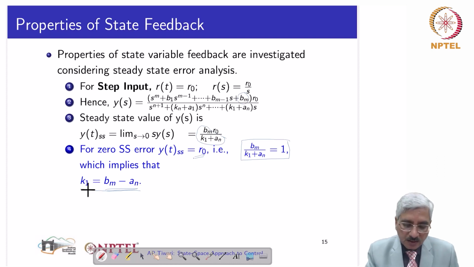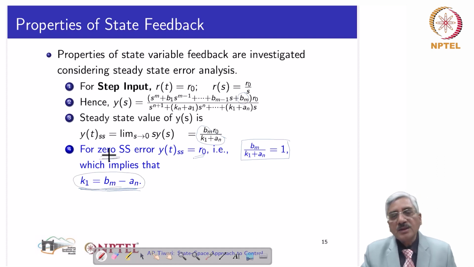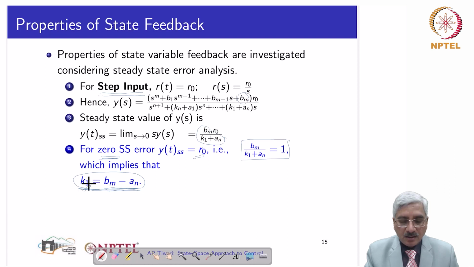So if k1 is equal to this difference, then there will be 0 steady state error for step input. It means that we can select the state feedback gain k1 based upon achieving 0 error for step input. That can be done. So state feedback is capable of achieving 0 steady state error for step input.